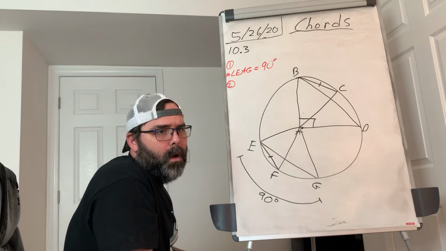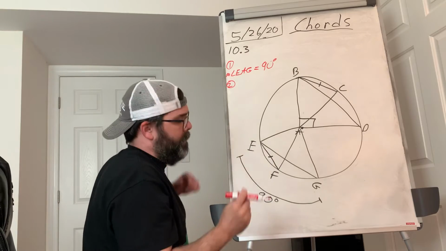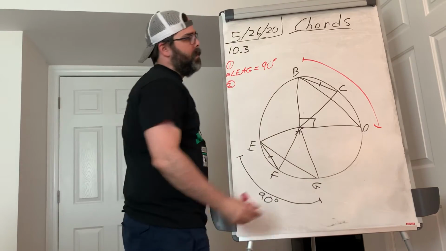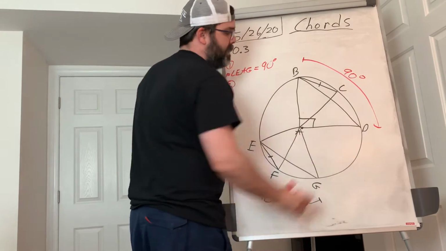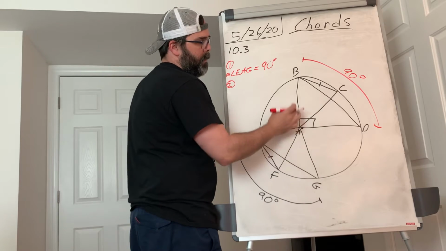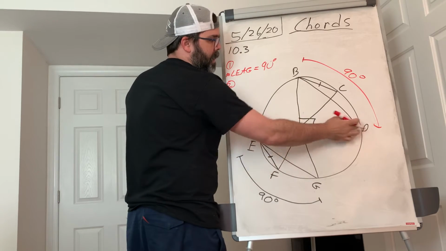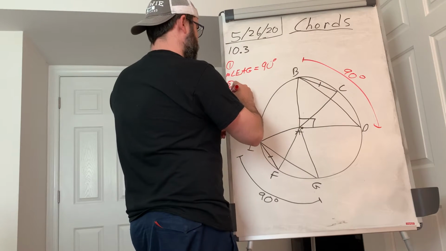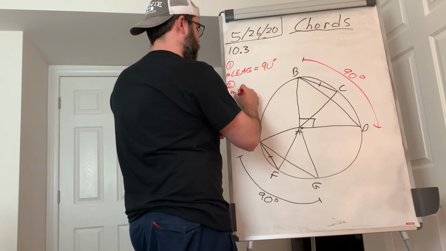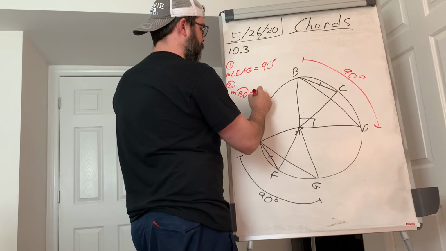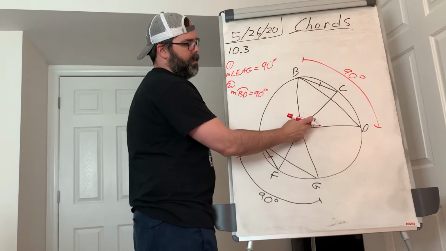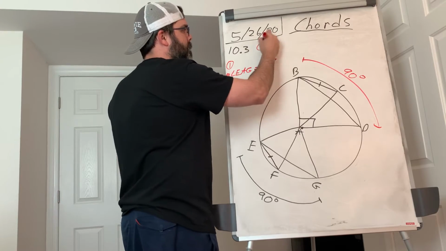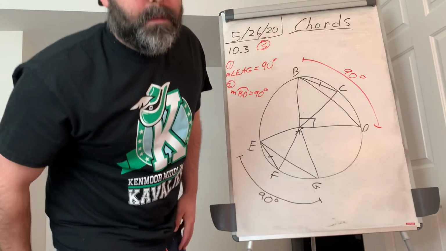Number two. It's asking us to find arc BD. That's this arc here. This arc is also 90 degrees. It has nothing to do with this triangle down here. It has to do with this angle here. If this is 90 degrees, then its arc is 90 degrees. So the measure of arc BD is 90 degrees because of this angle here. Okay, number three. We're going to move through this pretty quick this week.